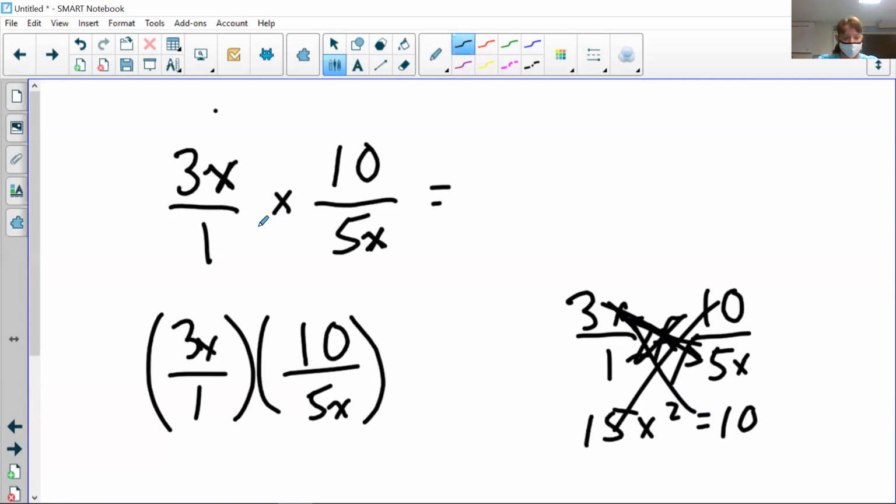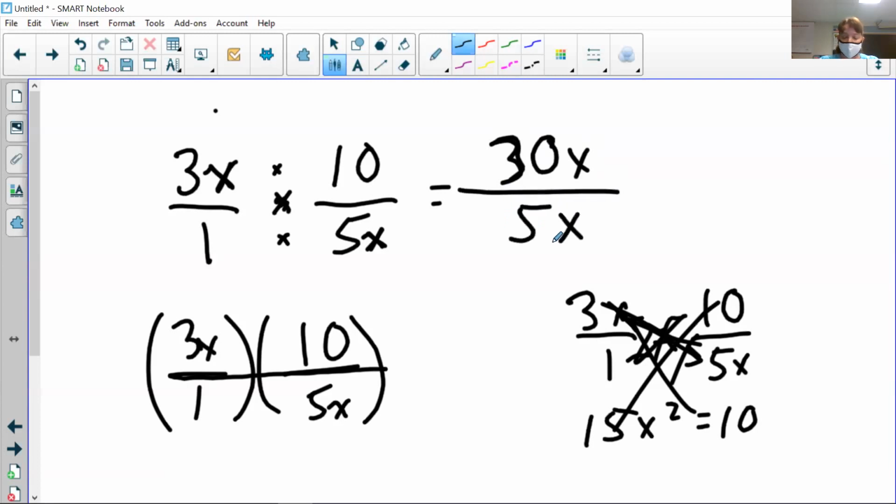Let me rewrite this. Yeah, so I have it rewritten down here. What if I drew that fraction line the whole way across? Evan, explain what you would do. Okay, so you take the two numbers on the top and you multiply them. So that multiplication sign applies to the top and the bottom. So this would be 3x times 10, which is 30x on top. I'm going to keep my fraction line, and then we would have 5x on the bottom. Does everyone see how we got there?